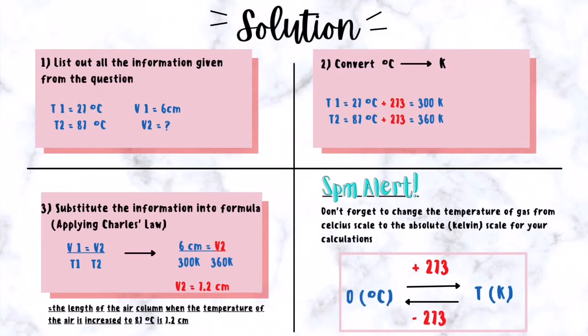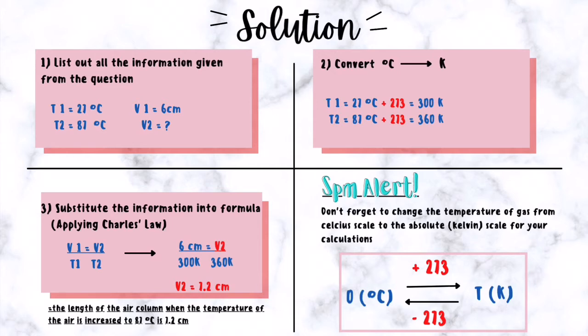Firstly, you must list out all the information given from the question. The first temperature we get is 27 degrees Celsius, while its volume of gas is 6 centimeters. The second temperature we get is 87 degrees Celsius, and we don't know what the volume of gas is, and that's what we're looking for.